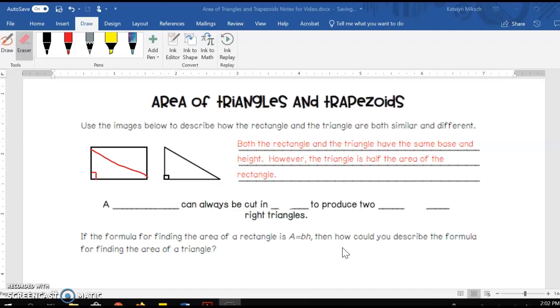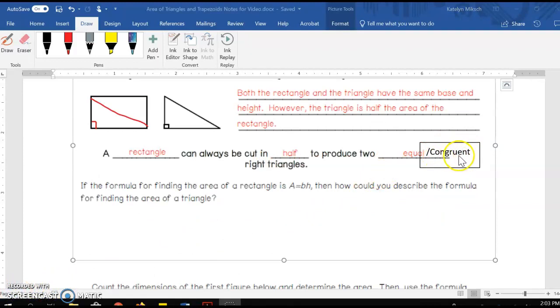And then a statement that you need to remember for your quiz is that a rectangle can always be cut in half to produce 2 equal right triangles. And another word that we use for equal in geometry is congruent. So go ahead and fill in the word congruent next to equal. Congruent means same size and same shape. So if we draw a line through our rectangle, we would get 2 right triangles that would be the exact same size and the exact same shape.